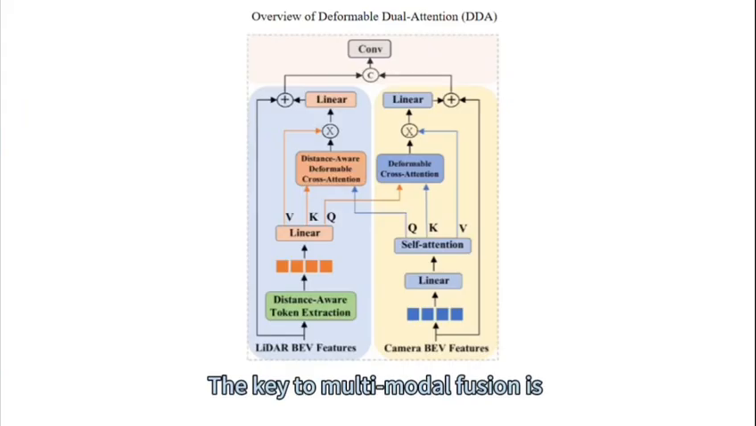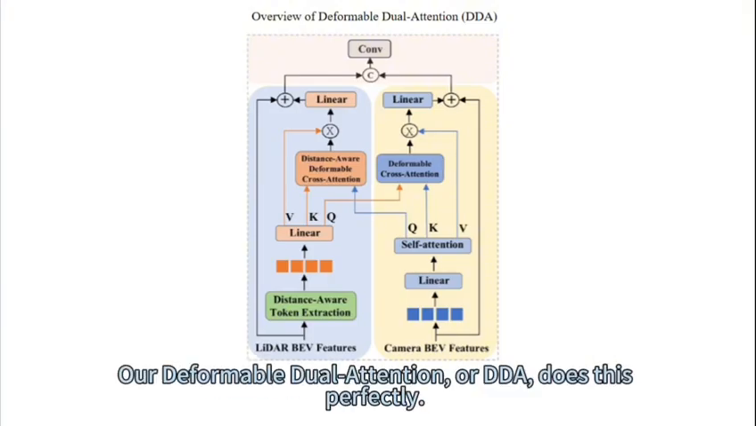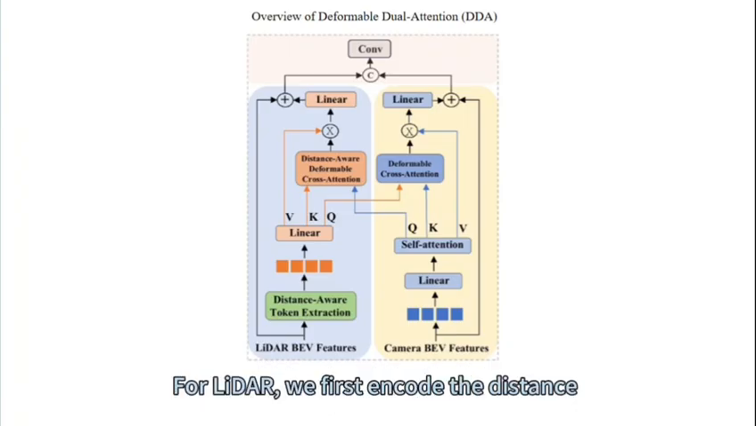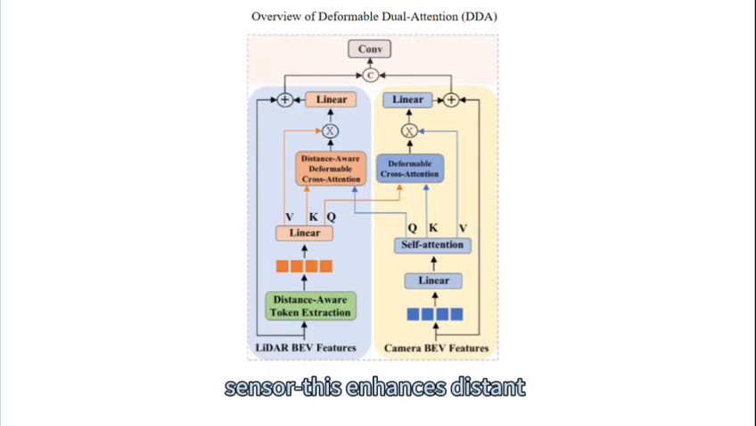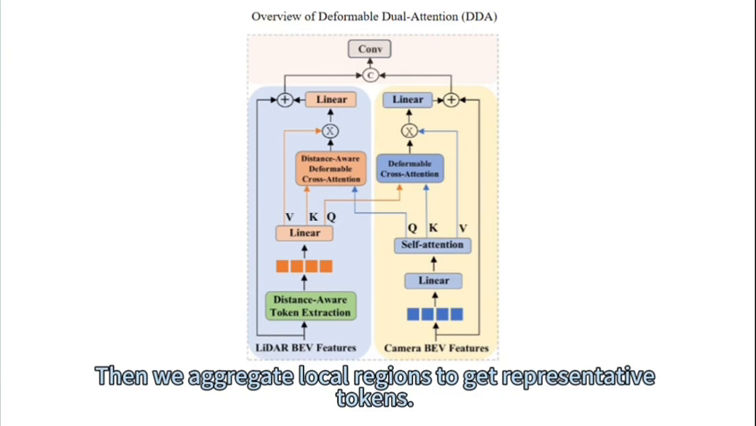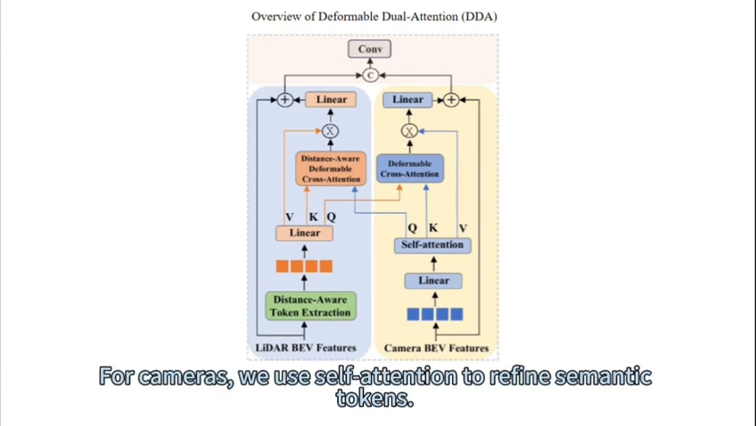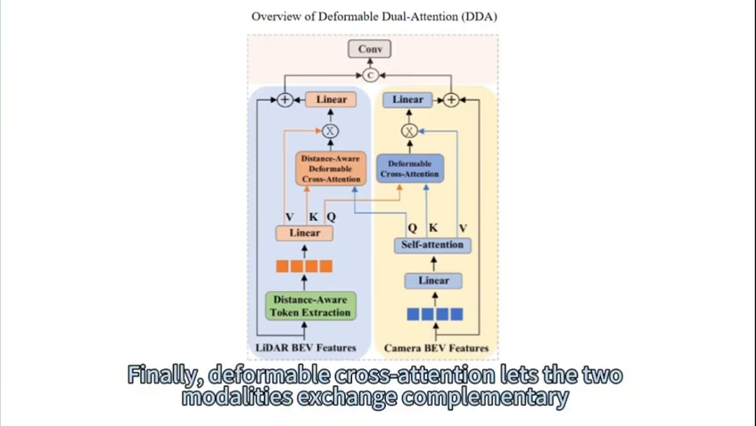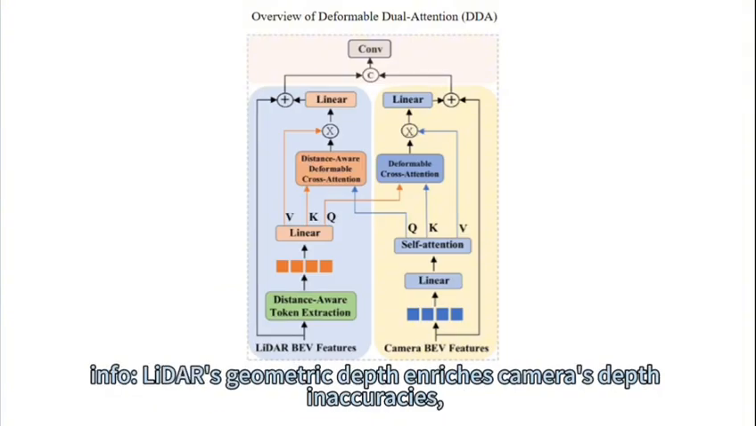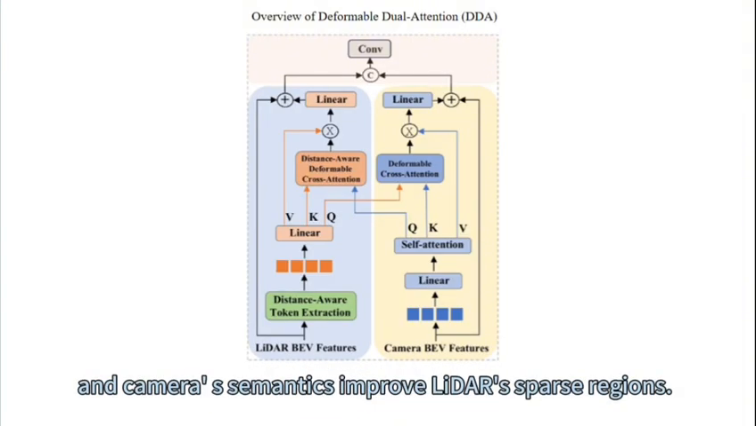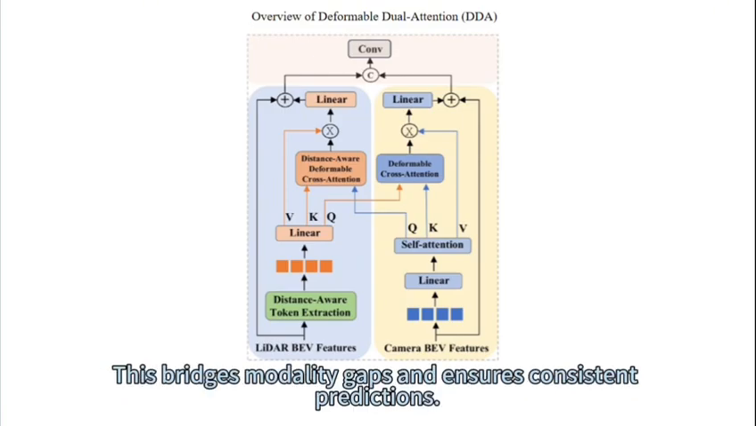The key to multimodal fusion is handling the differences between LiDAR and camera data. Our deformable dual attention, or DDA, does this perfectly. For LiDAR, we first encode the distance of each point to the sensor. This enhances distant features that are usually sparse. Then we aggregate local regions to get representative tokens. For cameras, we use self-attention to refine semantic tokens. Finally, deformable cross-attention lets the two modalities exchange complementary info. LiDAR's geometric depth enriches the camera's depth and accuracy. In turn, camera semantics improve LiDAR's sparse regions. This bridges modality gaps and ensures consistent predictions.